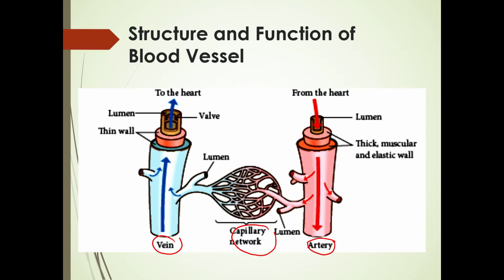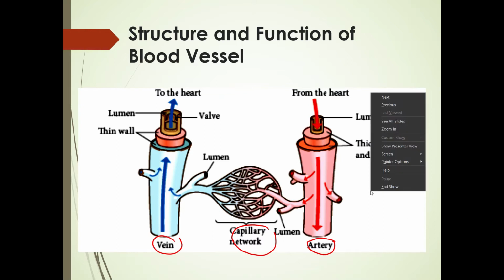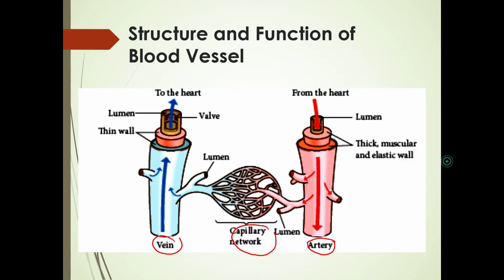So we see the first one is the vein. The vein carries deoxygenated blood. This is the lumen, the opening of the vein, which we call the lumen. And it has valves here. I think you already know our heart has three types of valve: the bicuspid valve, the tricuspid, and also the semilunar. It also has a thin wall, and there is a reason why it only has a thin wall.